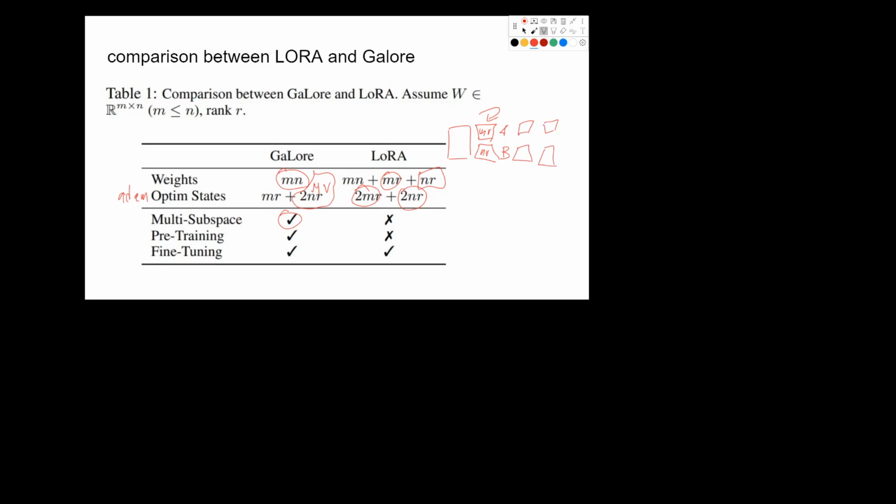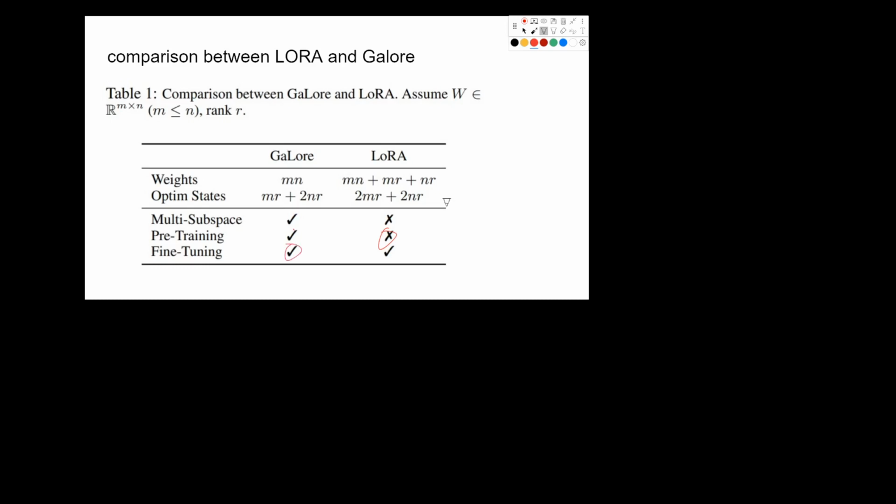Just like GaLore, every T steps, for example, we can merge this matrix back to the original space and then generate another new low-rank matrix for the next stage of the training. In this way, we can support multiple subspaces, but in the original LoRA, we cannot do that. And LoRA cannot be used for pre-training, since the original matrix is not low rank, so we cannot do that.